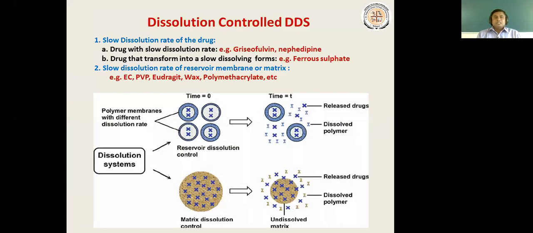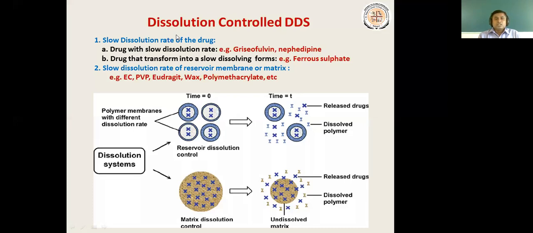So this first class of rate controlled drug delivery system is the dissolution controlled drug delivery system. As the name suggests, it is dissolution controlled. So what happens in this case? In this case, the drug release from the formulation is controlled by the dissolution of the drug. That is what indicates the dissolution control.